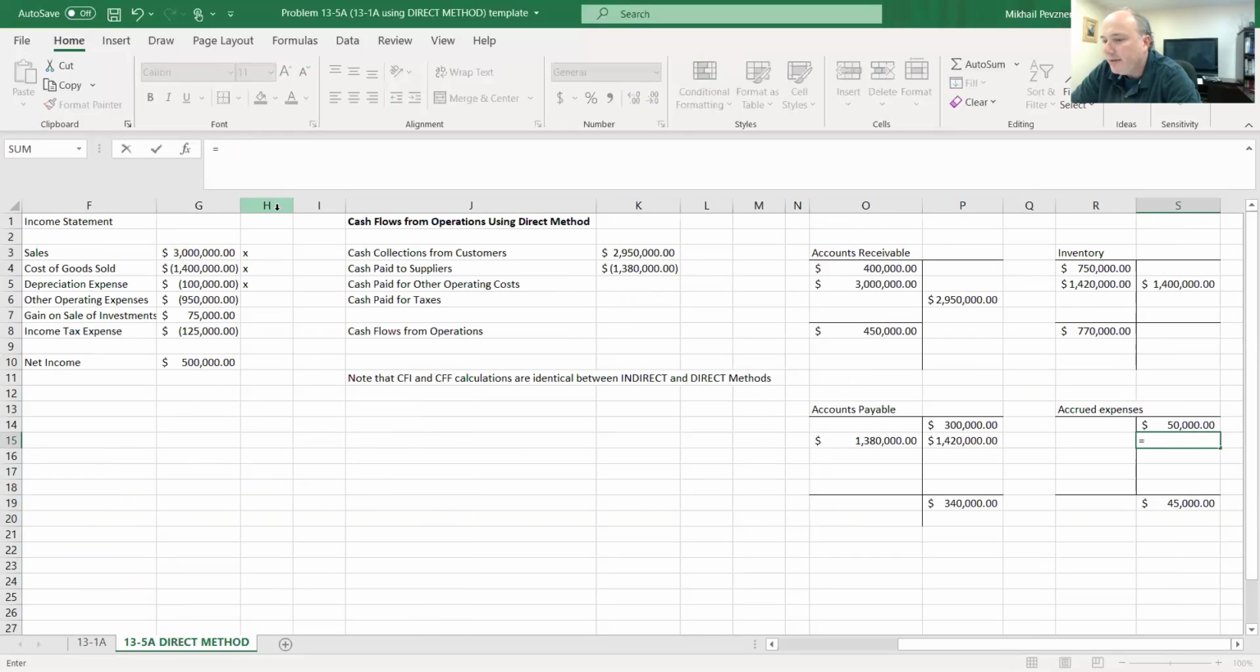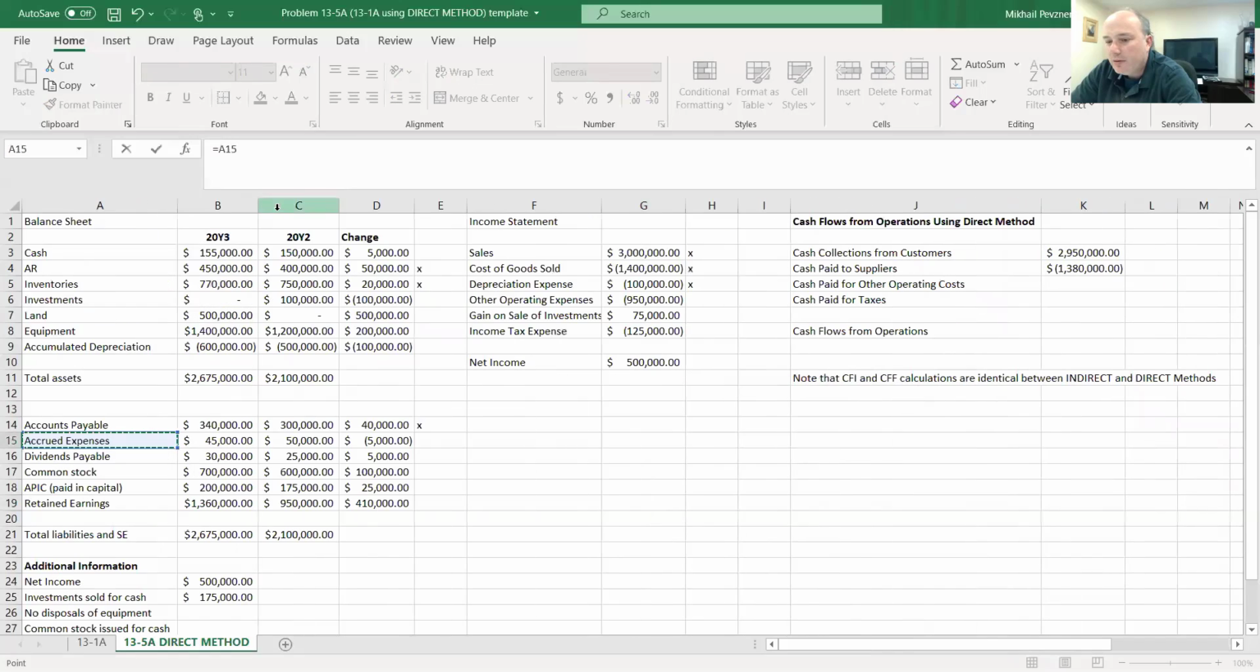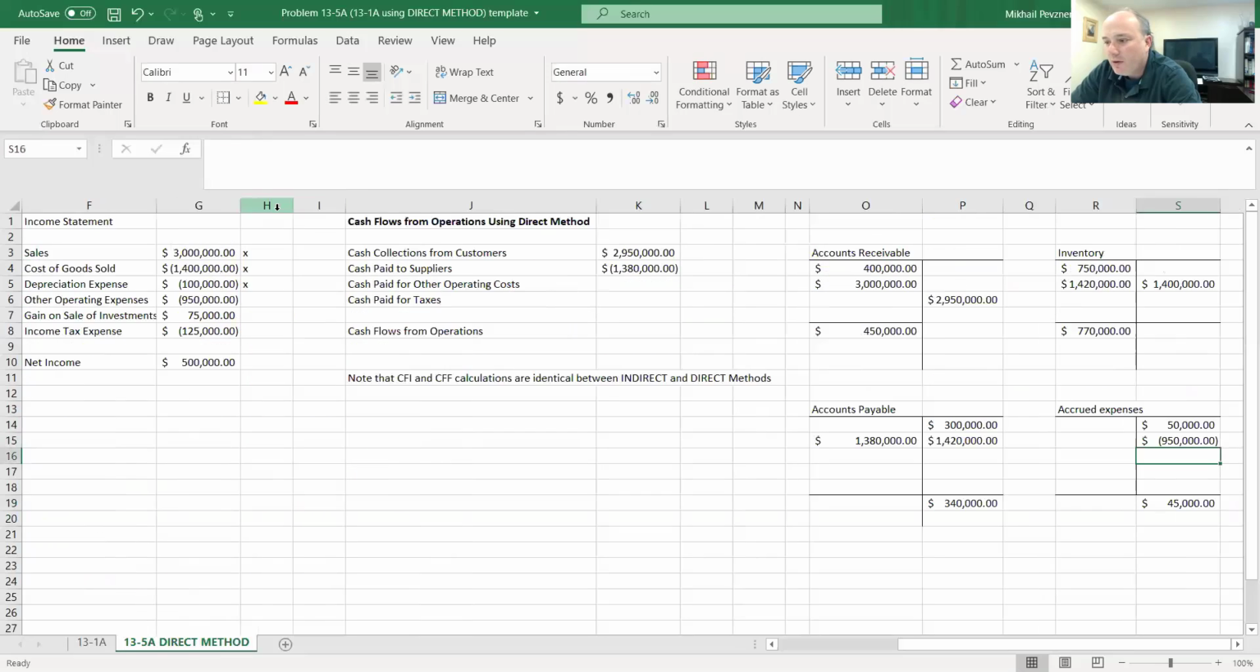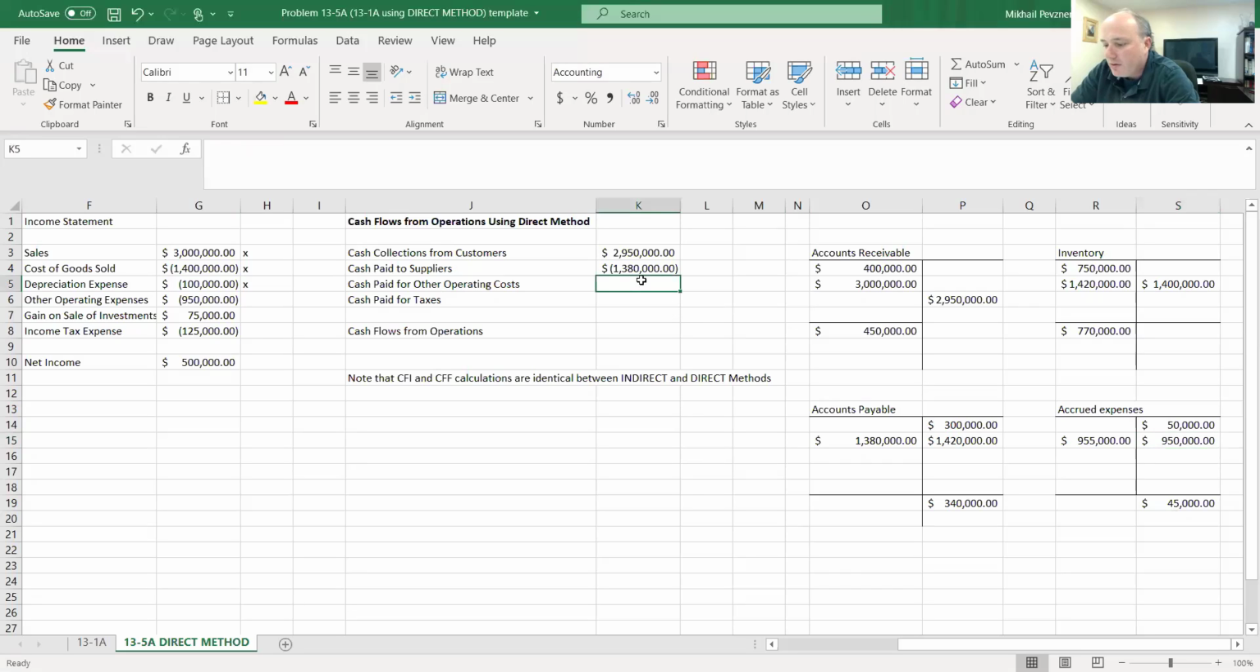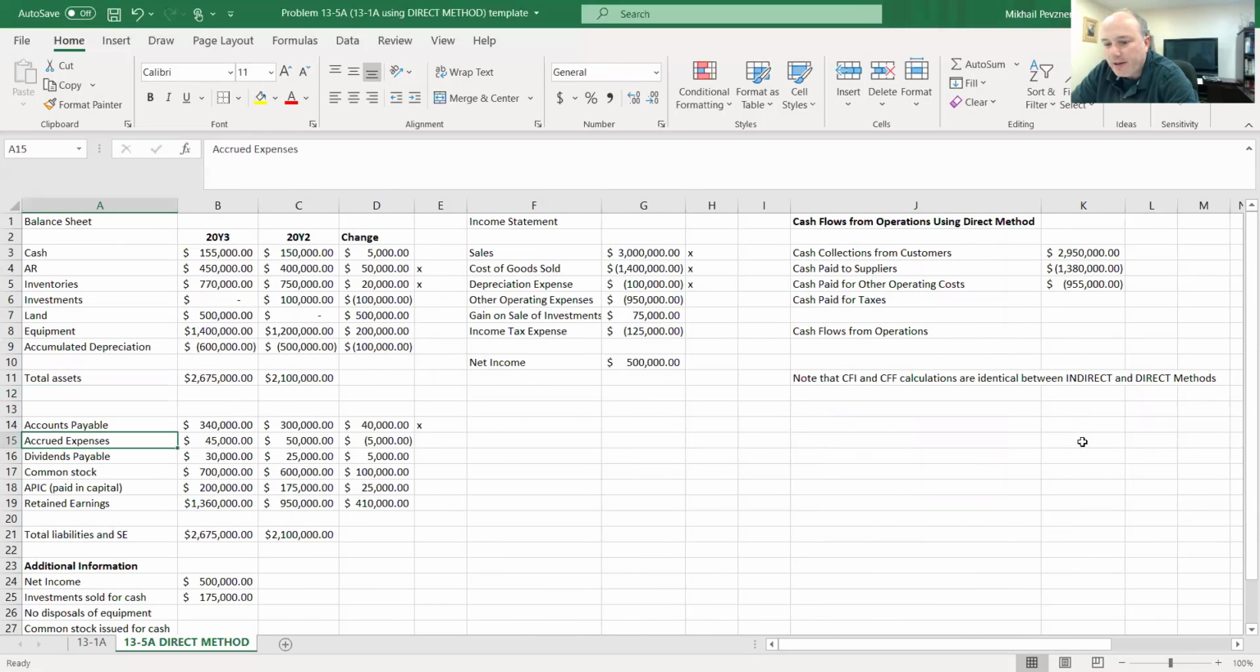And I'm going to assume that first all of these other operating expenses were on account. We need to make it positive, right? And some of it was actually paid off, right? In terms of cash, that would be this debit. So that's 955,000, right? And notice that it's 950 plus the change. So 955. And I can mark off this one.